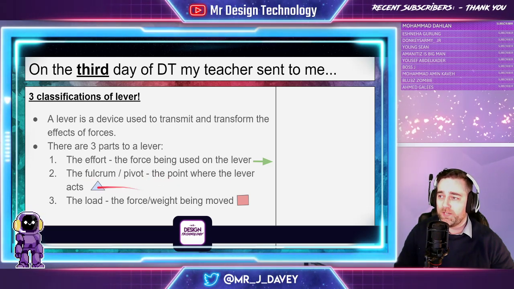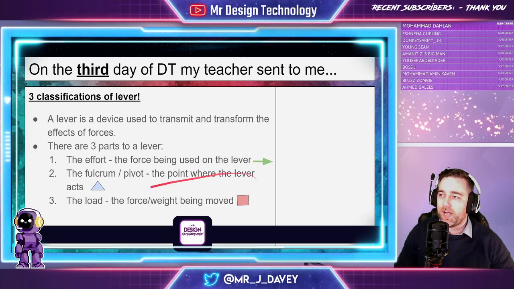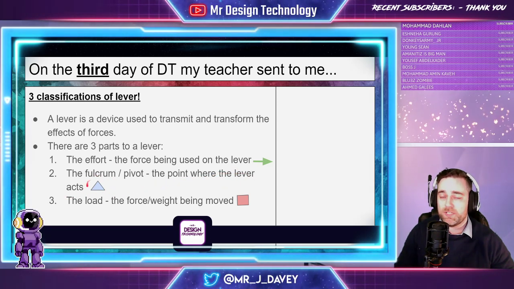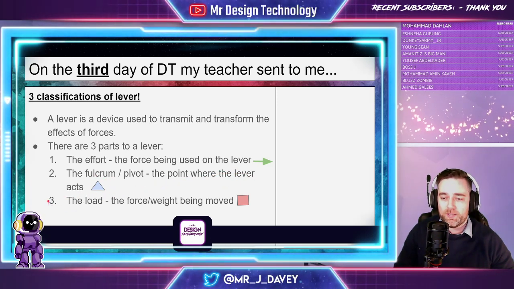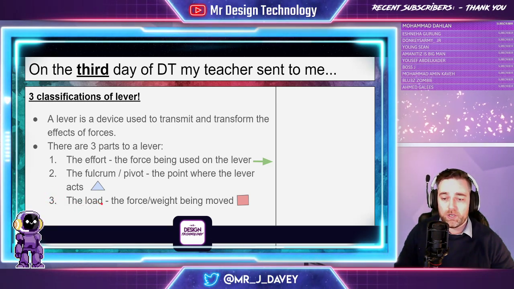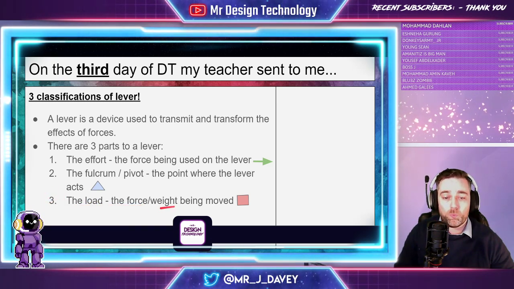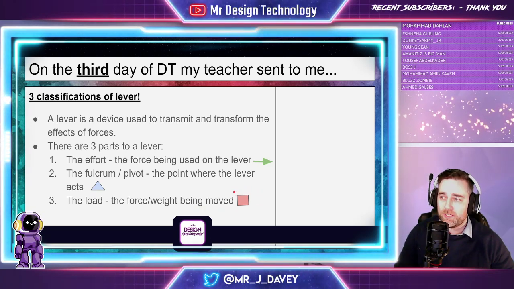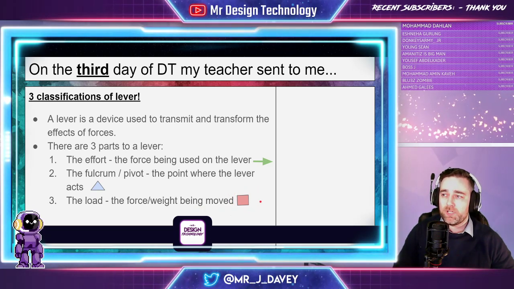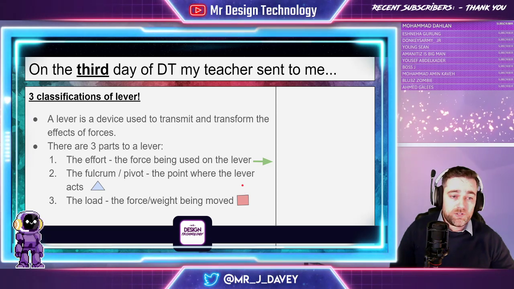And the point where the lever acts, we often show that in a diagram as a triangle. And then number 3 is the load, which is always the force or the weight being moved, and we show that with a square. So let's start with the classifications of levers then, ladies and gentlemen.